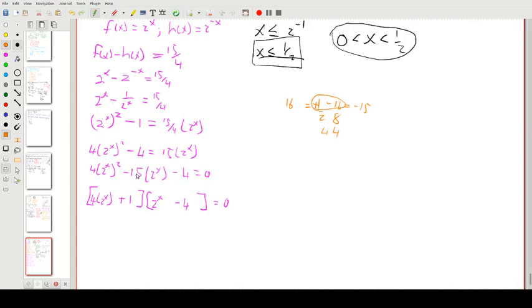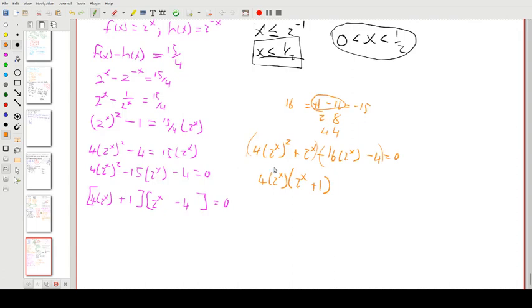Instead of the negative 15, we're going to rewrite this as 4 times 2 to the x squared, plus 1 times 2 to the x, minus 16 times 2 to the x, and then minus 4 equals 0. Now we can do grouping, the first two and the second two. If we factorize here, we can take out a 4 times 2 to the x.